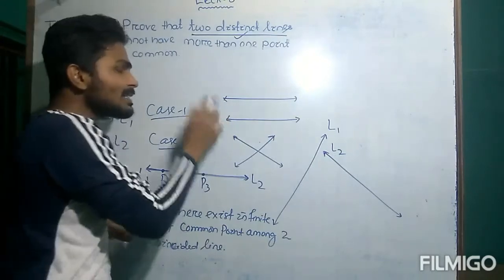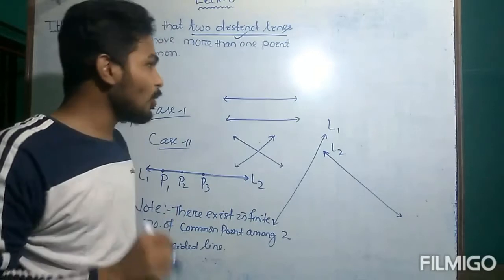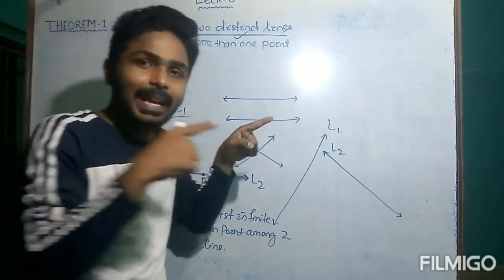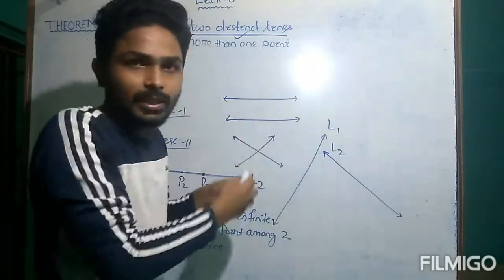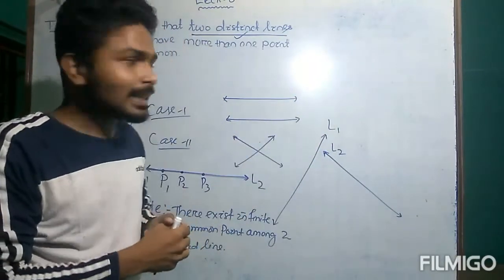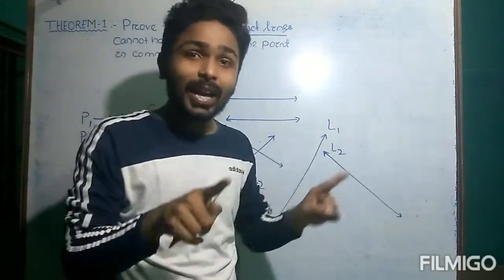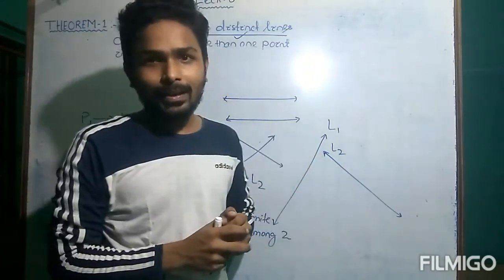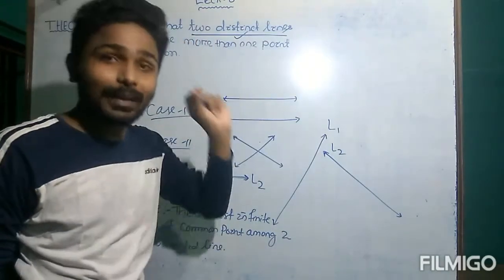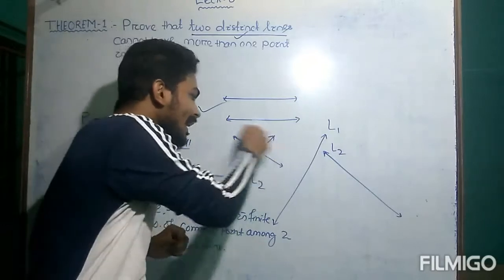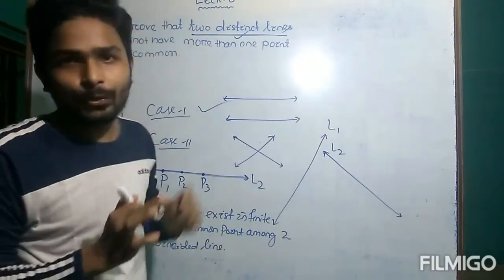See, if the two lines are parallel, then according to the definition of parallel lines, you know the two parallel lines never meet each other if we produce them in any direction. Since the two lines do not meet each other, that means they do not have a single common point. So it is proved for parallel lines. So our next target is to prove it for intersecting lines. So let's start proving the theorem.